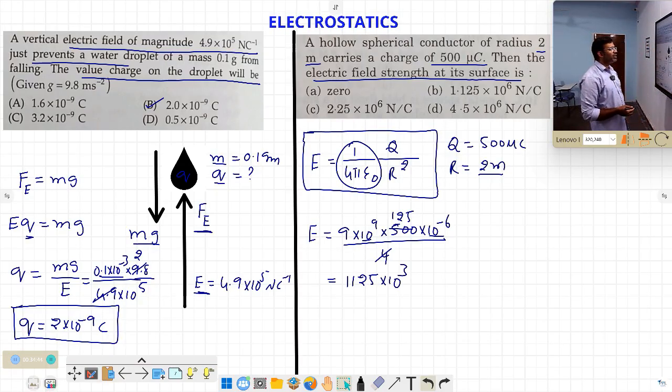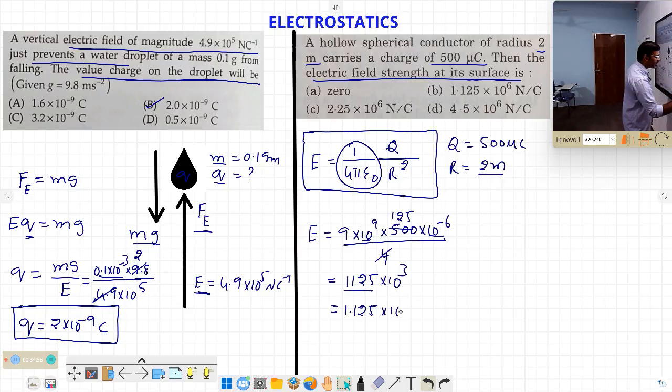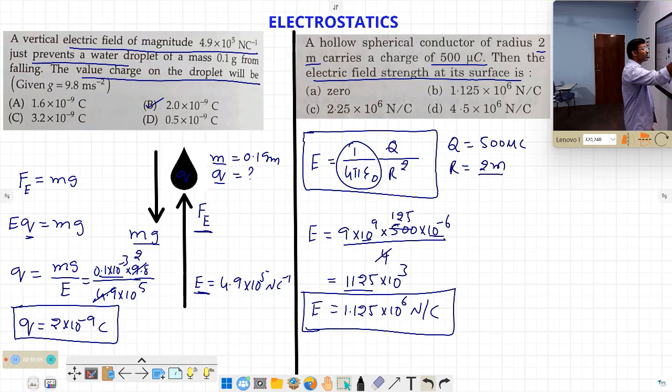So 1125 into 10 power 3 means, what way can I write it? By keeping the 3 decimal points extra. There are no decimal points, we have 10 power 3, so I can write 1.125 into 10 power 6. So this is electric intensity in terms of Newton per Coulomb. So which option is correct? If you see the options, the second option is correct, that is 1.125 into 10 power 6 Newton per Coulomb is the answer for this question.